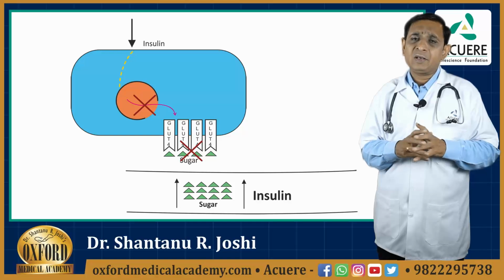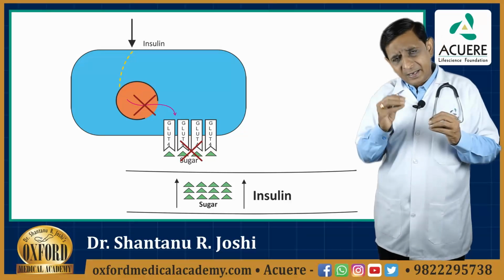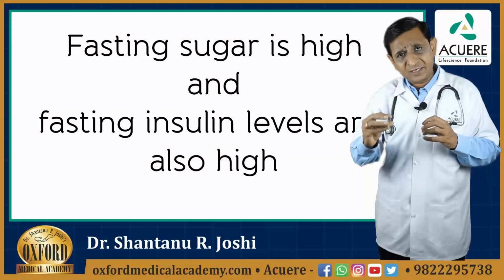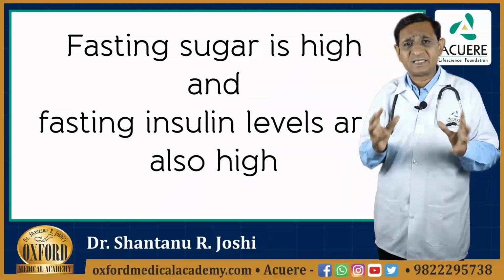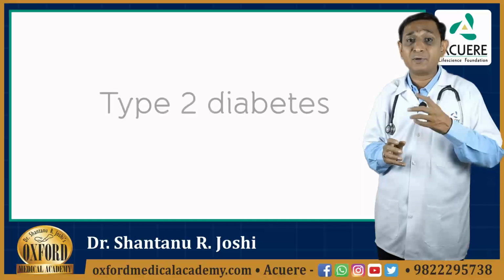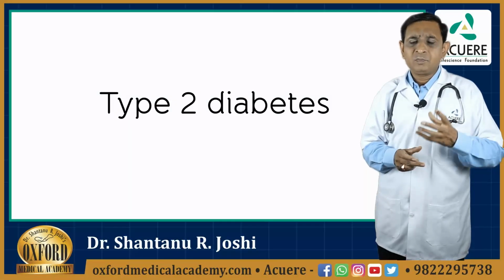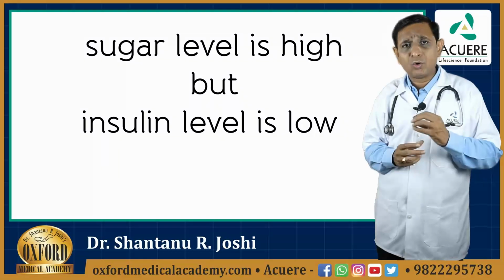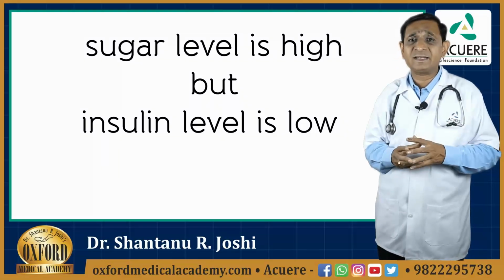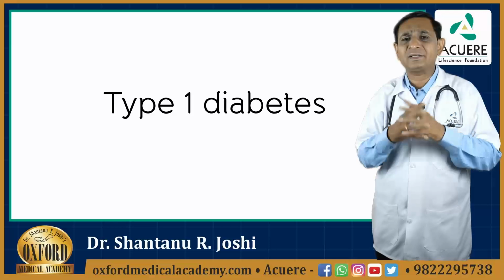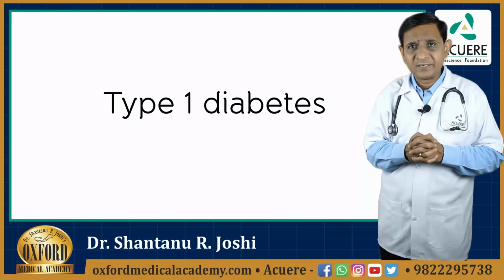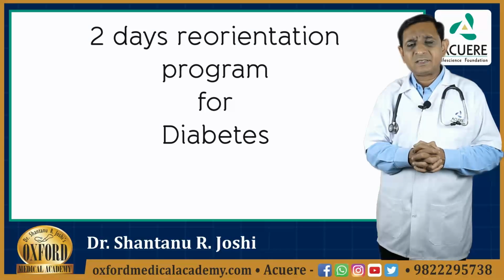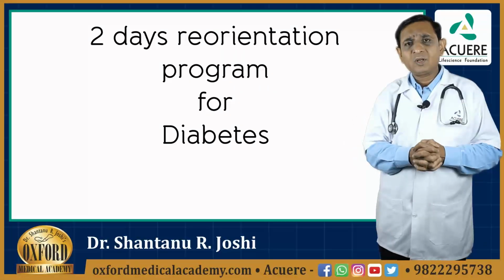And that's why, when in the morning hours the fasting sugar is high and fasting insulin levels are also high, we say that the patient is suffering from type 2 diabetes. But when the sugar level is high but the insulin level is low, we say that the patient is suffering from type 1 diabetes.